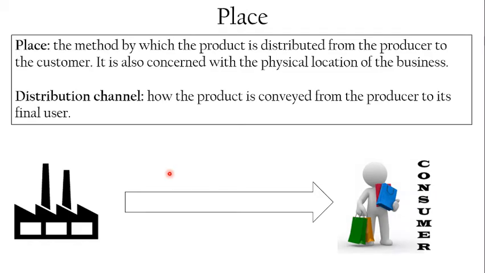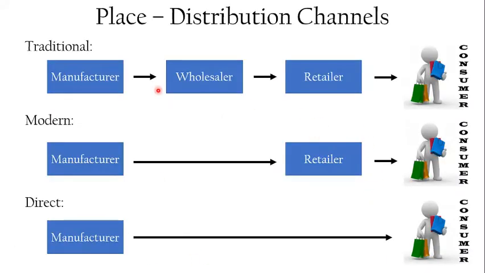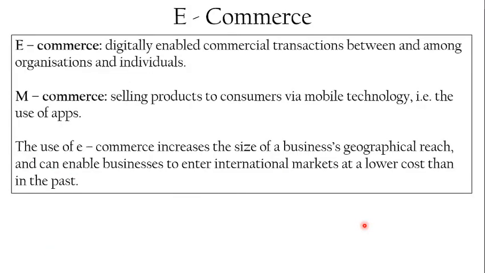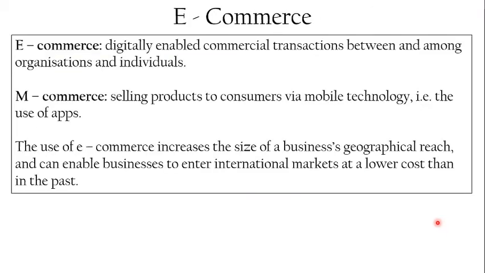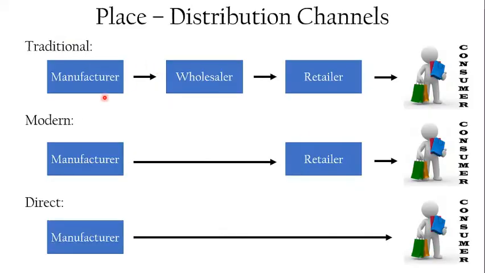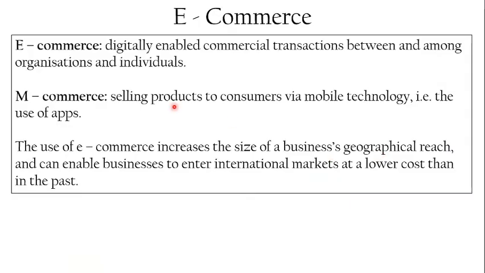The final element of the marketing mix is place, which is concerned with getting the product to the final consumer, and there are various ways that businesses try to do that. E-commerce has enabled a far more direct route between the manufacturer and consumer, where you can take out retailers and wholesalers in the middle, and that's basically good for customers because it can lower the price that they pay.